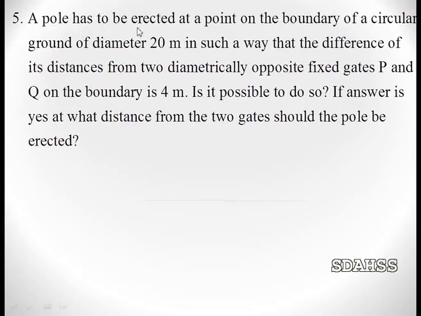Fifth sum. A pole has to be erected at a point on the boundary of a circular ground of diameter 20 meter in such a way that the difference of its distances from two diametrically opposite fixed gates P and Q on the boundary is 4 meter. Is it possible to do so? If the answer is yes, at what distance from the two gates should the pole be erected?